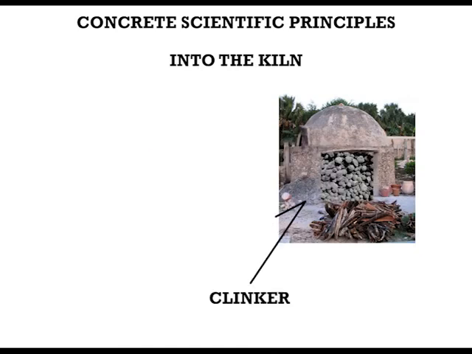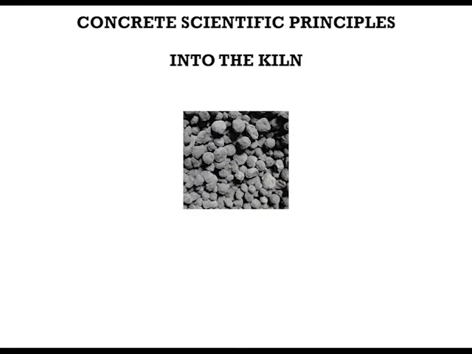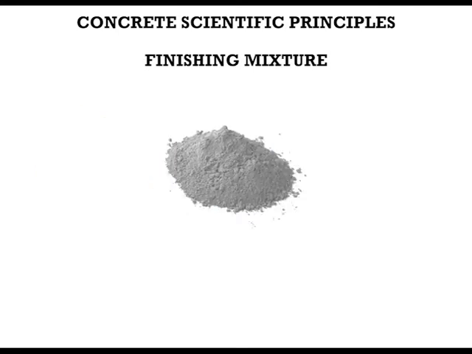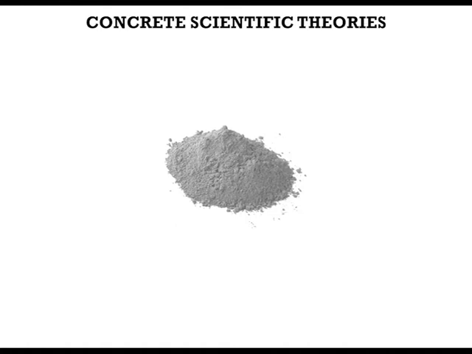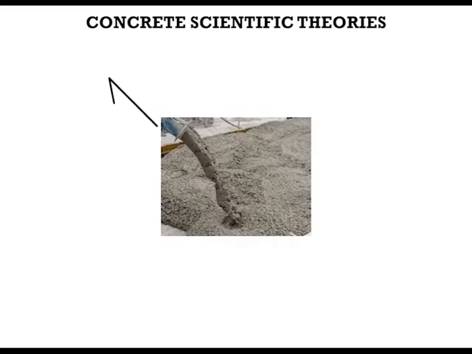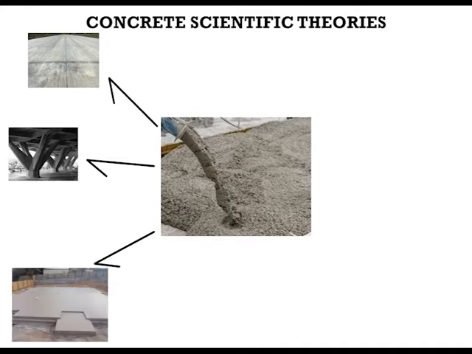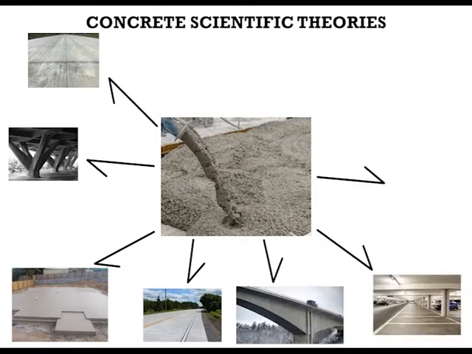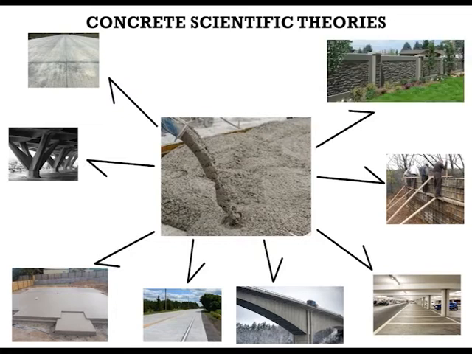And as a byproduct, you get clinker, which is then mixed with gypsum. And now you have Portland cement, that, once mixed with water, can be poured to form hard concrete. Sploosh, sploosh. Like pathways, architectural structures, foundations, highways, bridges and overpasses, car parks, supporting structures, and structural fences.